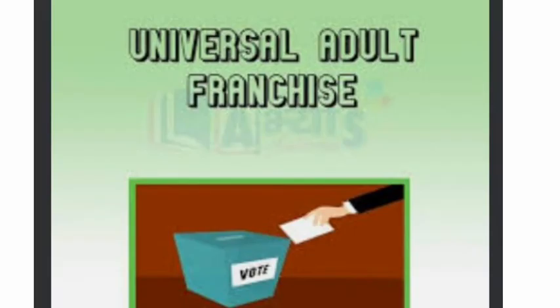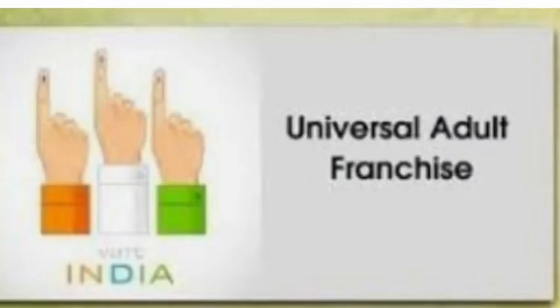Universal adult franchise. A country where every adult citizen has been granted the right to vote is said to be following the principle of universal adult franchise. India has given equal rights to all the citizens. It has made laws that there shall be no discrimination against any person based on caste, race, or religion.